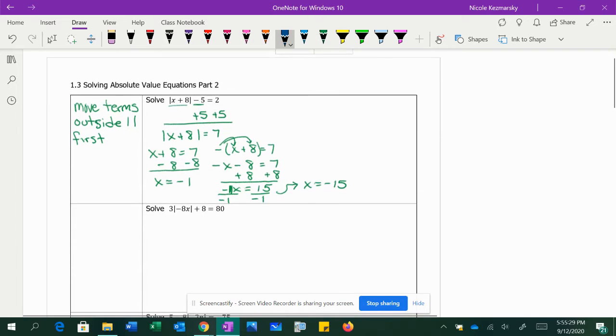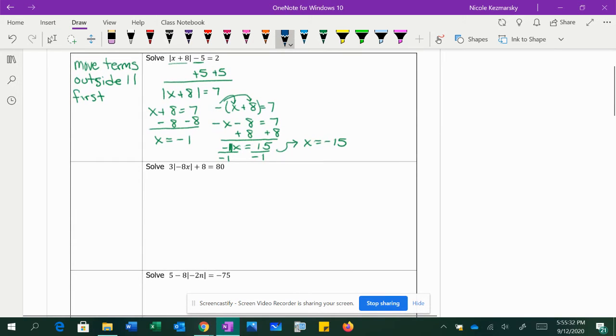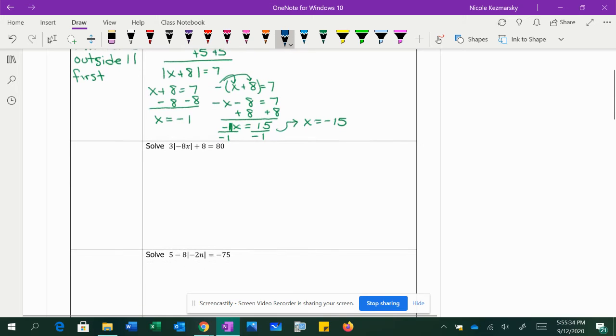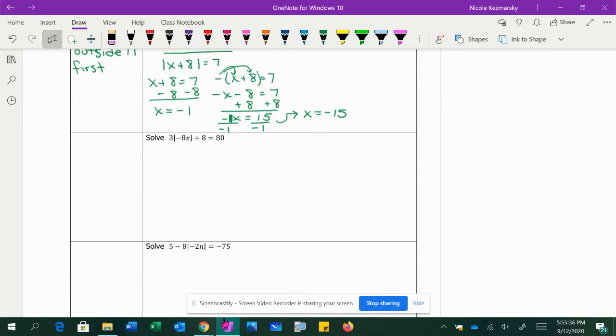Next example. This time we have more than one thing outside the absolute value. We have the 3 in front. I'll go ahead and highlight it. And then we also have the plus 8. When you have multiple things outside of the absolute value, you want to move addition and subtraction first, then multiplication and division.